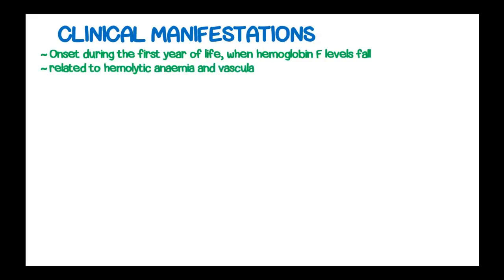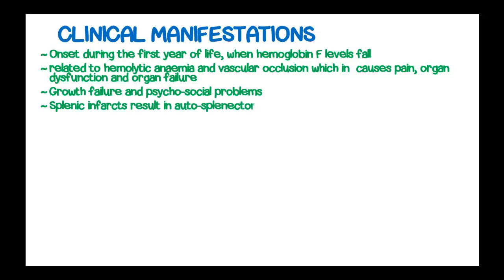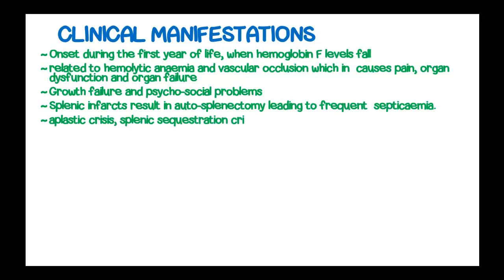They are related to hemolytic anemia and vascular occlusion, which in turn cause pain, organ dysfunction, and organ failure. Growth failure and psychosocial problems can be present in these patients. Splenic infarction results in autosplenectomy that leads to frequent septicemia. Aplastic crisis, splenic sequestration crisis, and vaso-occlusive crisis are most common in patients with sickle cell disease.